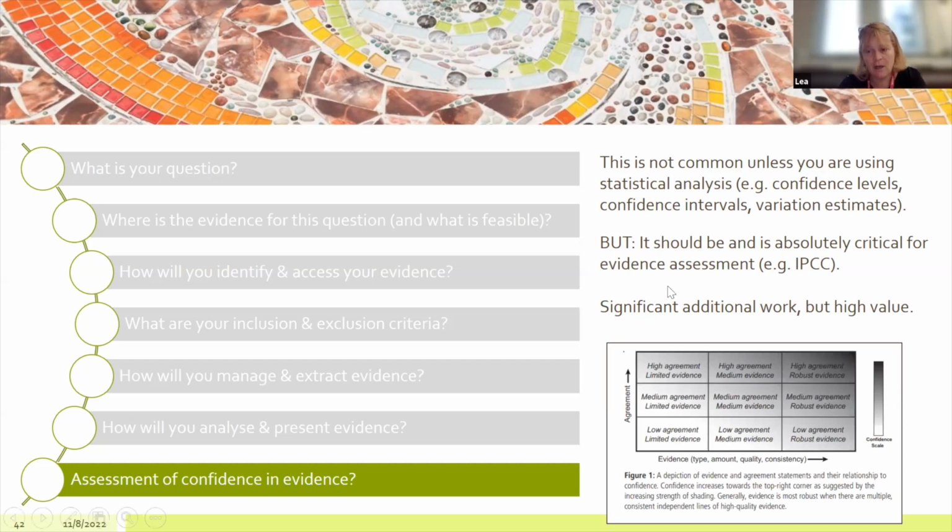This is an extraction from the IPCC and how they think of the axes that underpin confidence for them, based around agreement in the evidence base and the rigor of the evidence base. Just to give you an idea, that's one example of different axes of evidence to inform confidence assessment. If you've ever seen IPCC reports, they'll have a statement, and then in brackets they'll say high confidence, very high confidence, low confidence. That is driven by that figure, those axes there.